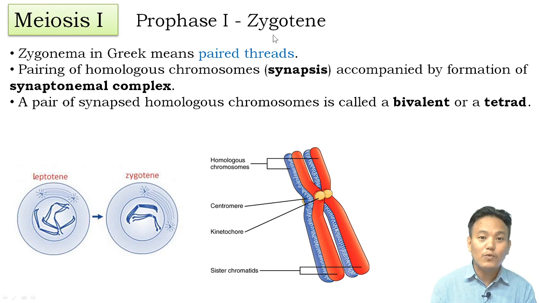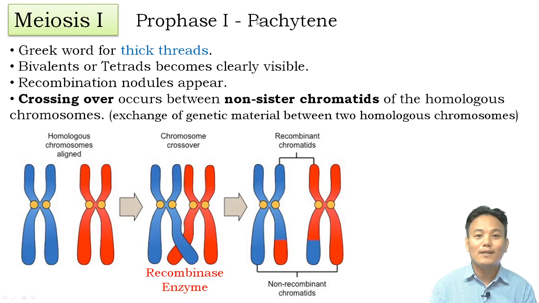So that is zygotene of prophase I. So we have got zygotene over here. I hope you are clear regarding this one. And next we have the pachytene stage of prophase I, right? Pachytene in Greek means thick threads.